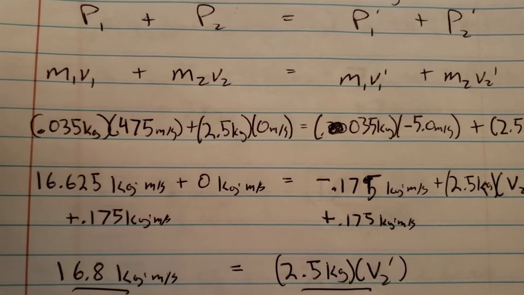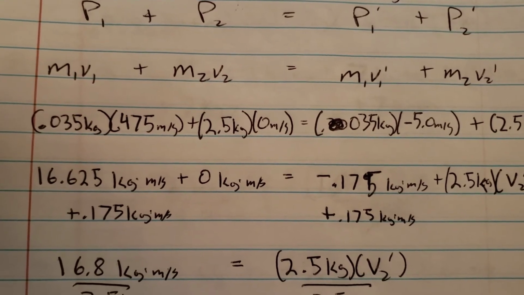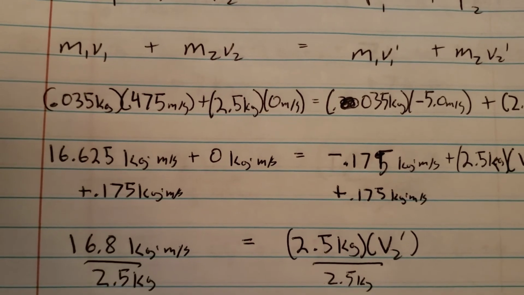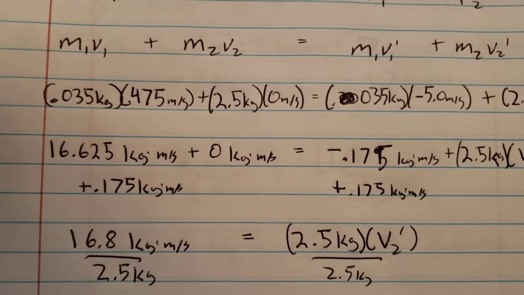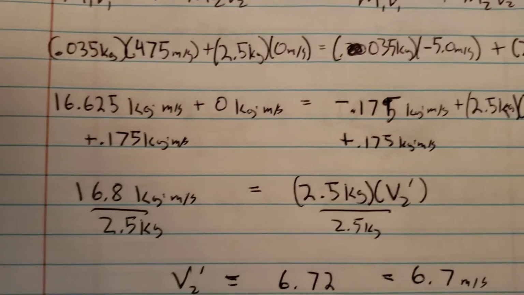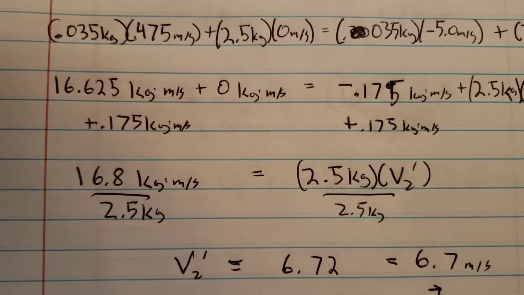The only thing we have left to do to isolate V2 prime now is to divide by 2.5 kilograms. Doing that on the right cancels out 2.5 kilograms. Doing that on the left gives us 6.72.